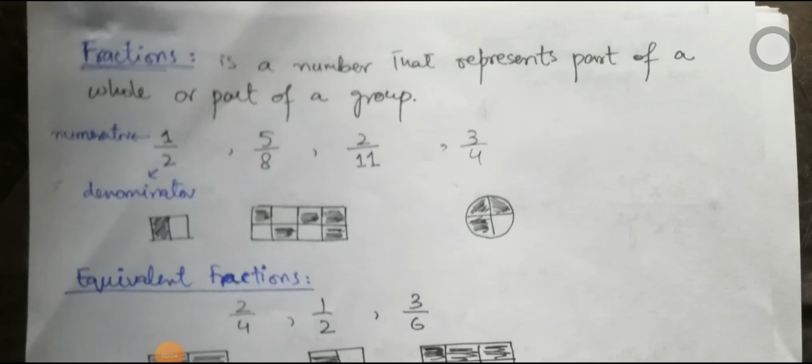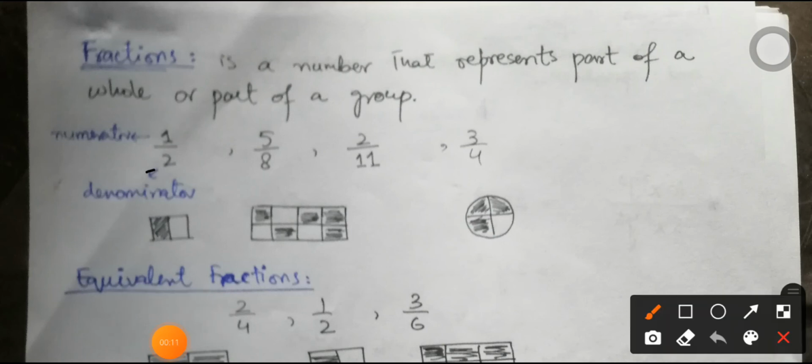So a fraction is a number that represents part of a whole or part of a group. Here you can see some examples of fractions, like 1 by 2, 5 by 8, 2 by 11, 3 by 4. These are all examples of fractions.